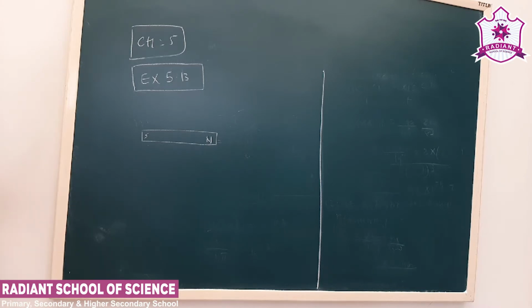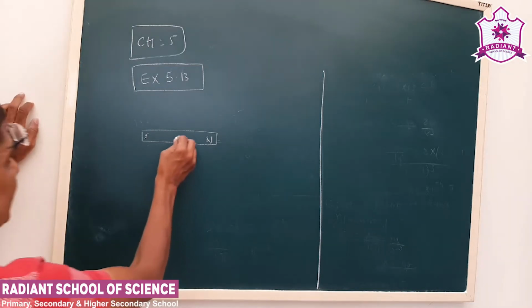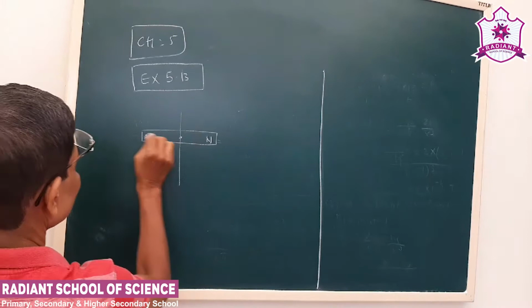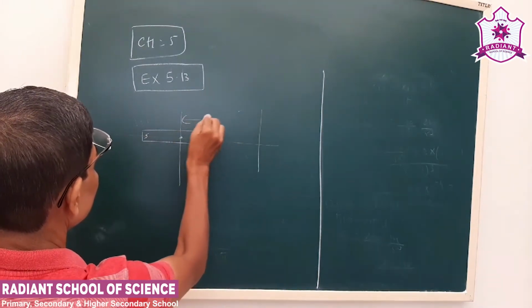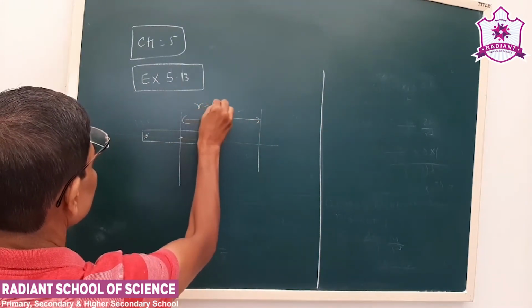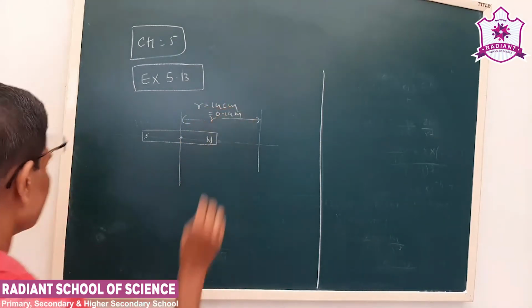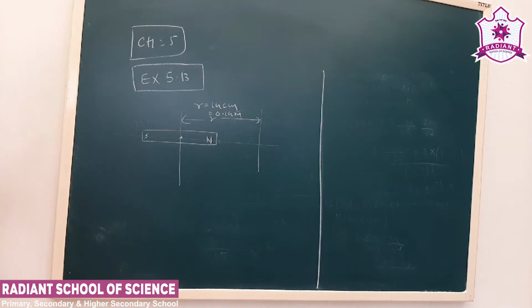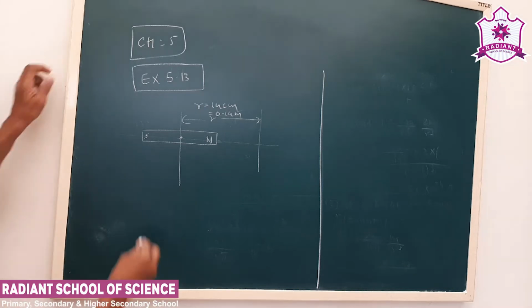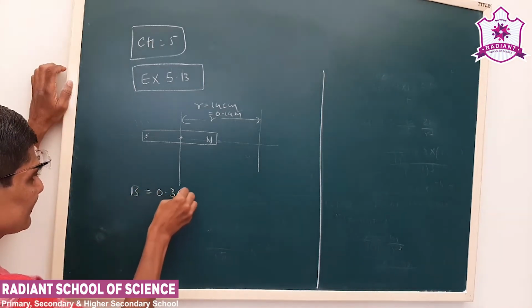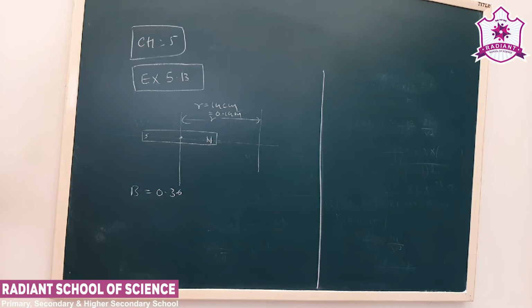The null points are found on the axis at 14 centimeter from the center of the magnet. Now this is the center of the magnet. See, the null point is somewhere here. r is given as 14 centimeter, or 0.14 meter. The Earth's magnetic field is 0.36 Gauss, where the angle of dip is 0. Okay, so where the angle of dip is 0, we know the point is on the equator.